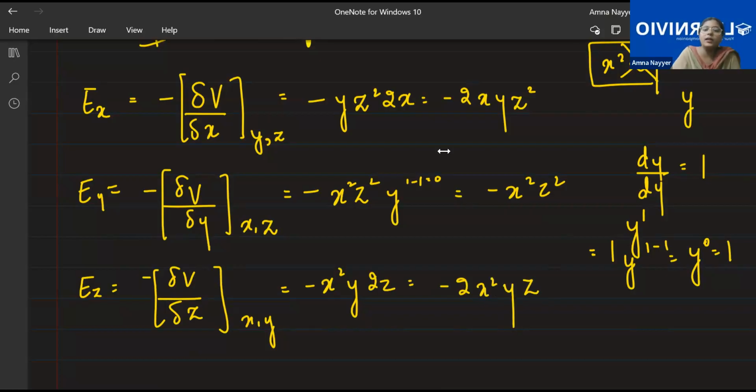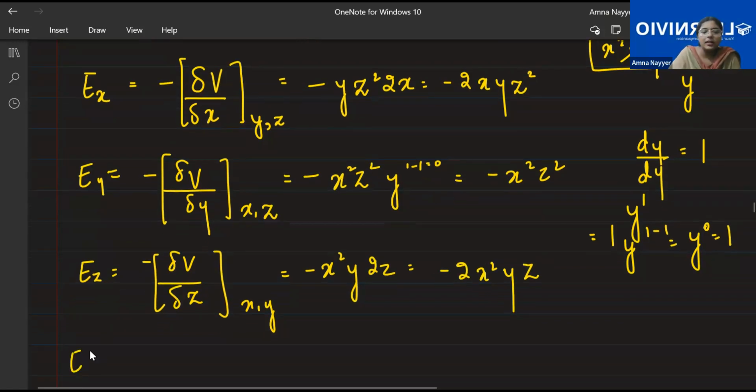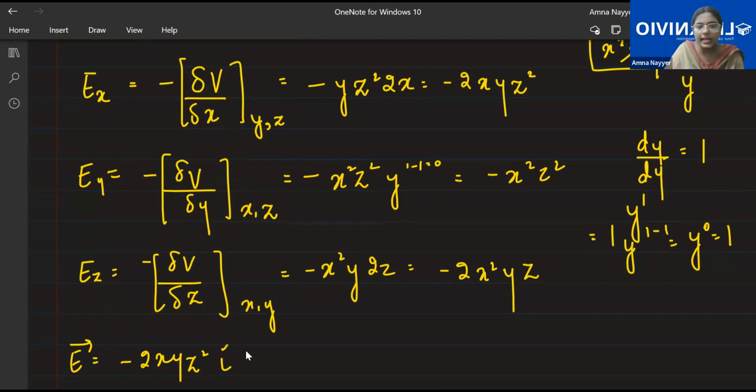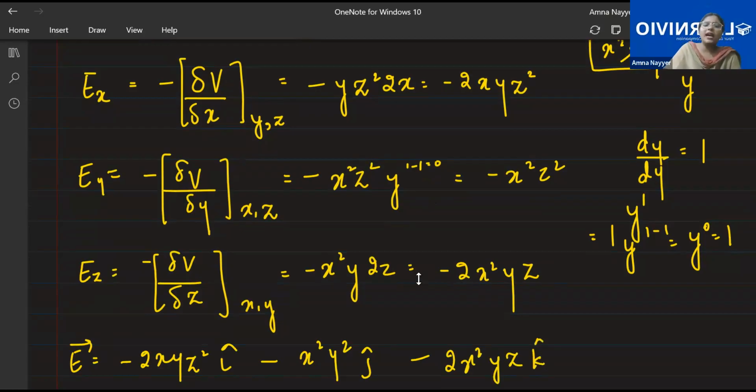Now class, finally, when I want to write down the full complete electric field, I can write the net. Since I have all the components separately, I'll write 2xyz square i cap minus x square y square j cap minus 2x square yz k cap. Now, when values are given, I can put the value also.